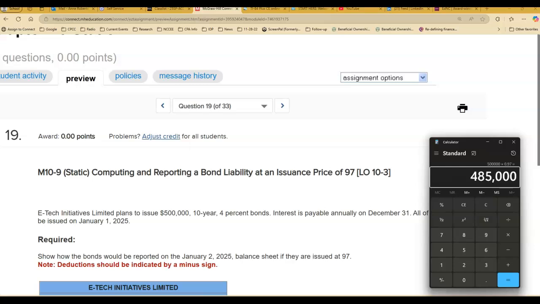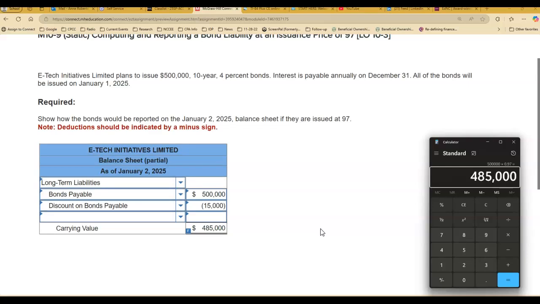So there was the original journal entry when you issued these bonds. The very next day, notice what's happening. We're going to report bonds payable at $500,000. We're going to record the discount at 15, and the carrying value is the amount that we issued them for. That was the amount of cash that we received.